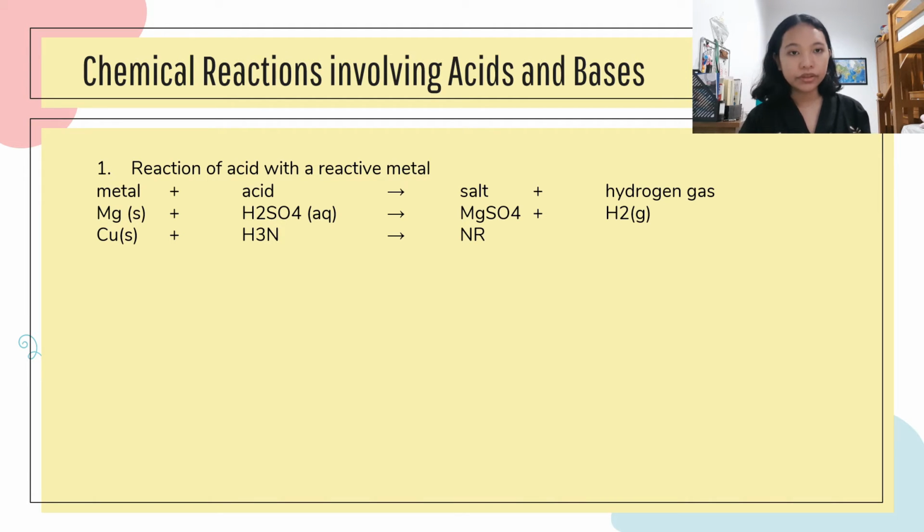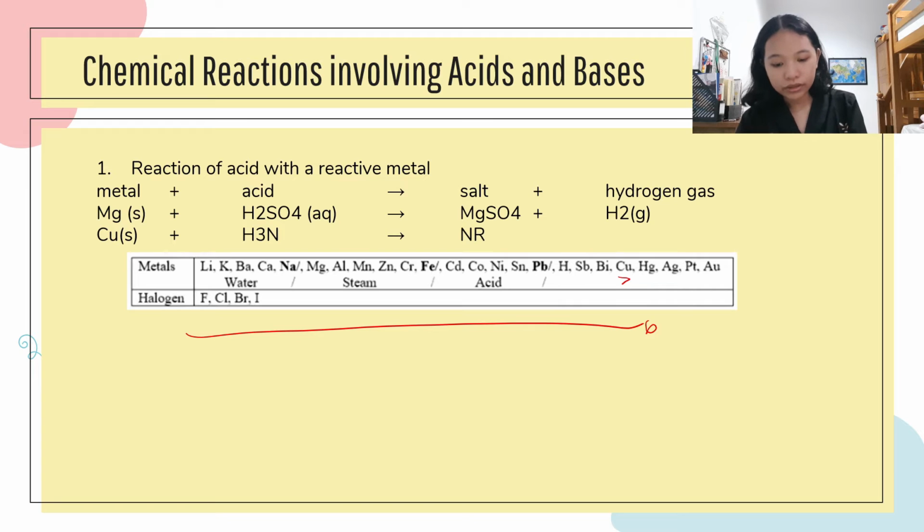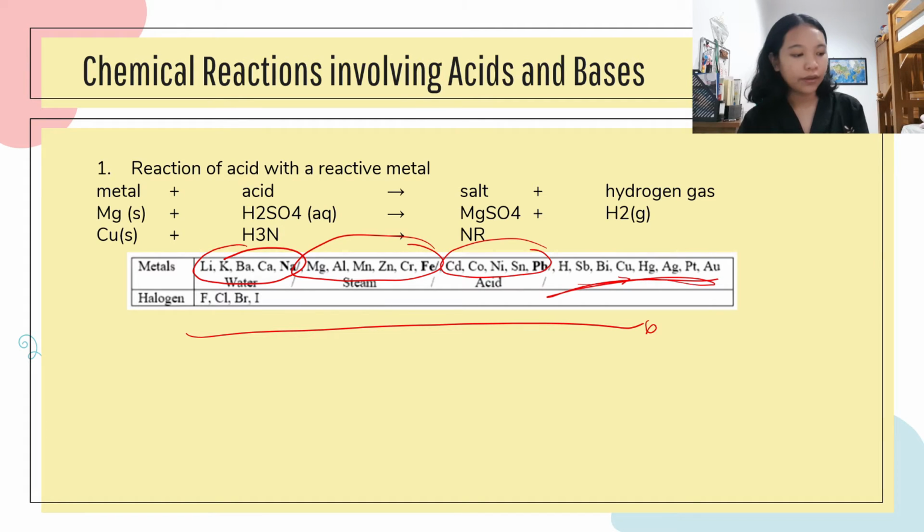Well, we've previously learned about this table right here. This is the table of activity of metals and halogens, and copper is located here. So this is decreasing activity. To review, this section of metals are able to react with water, steam, and acid. This section of metals are able to react with steam and acid. This section of metals is able to react with acid, and this is the non-reactive metal.